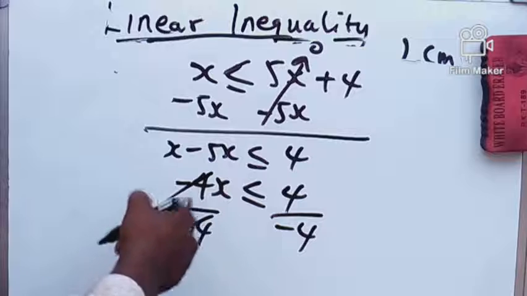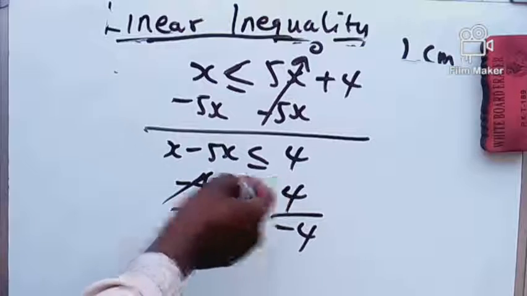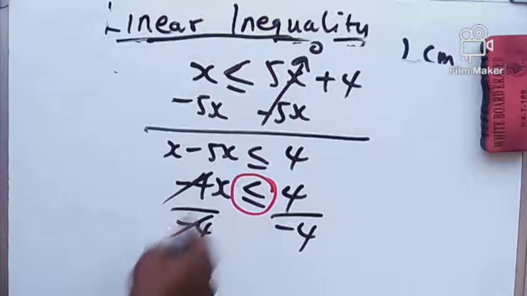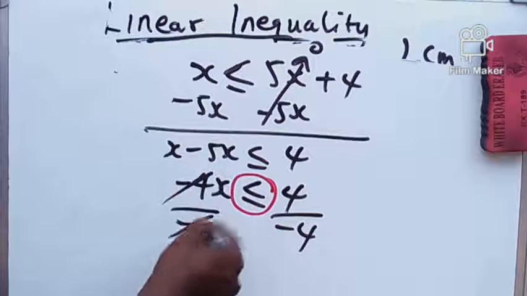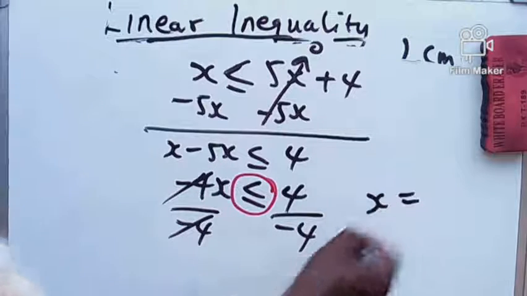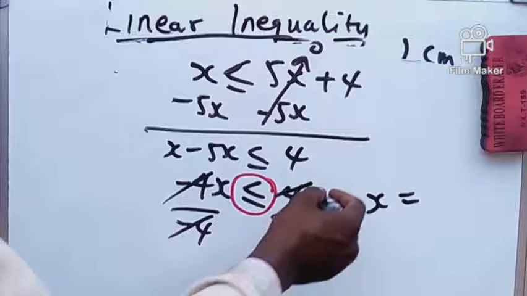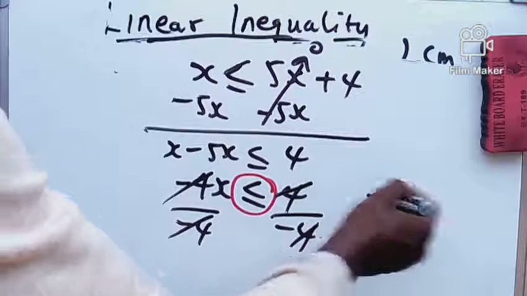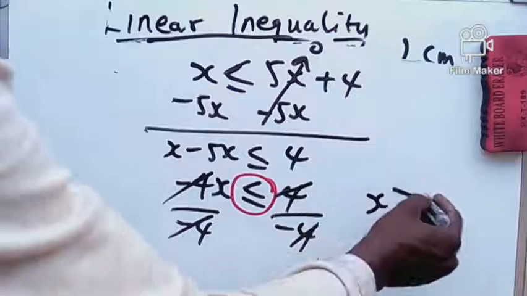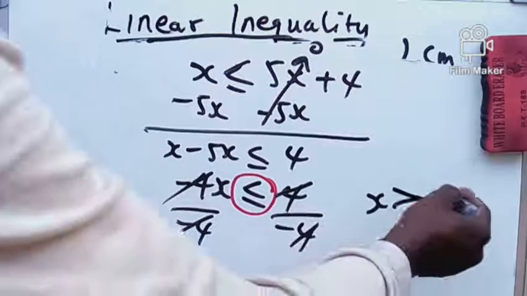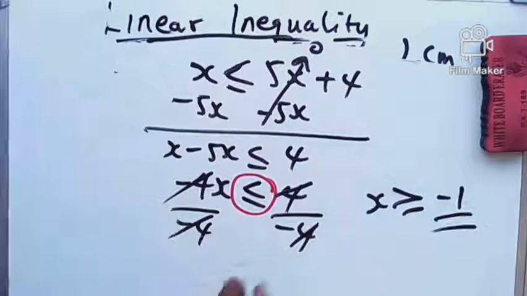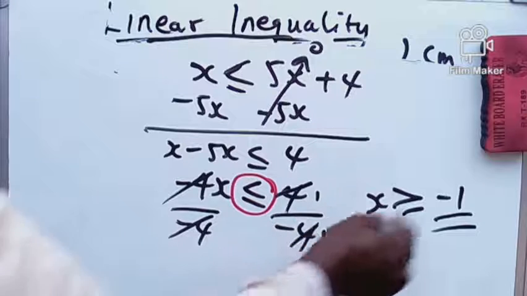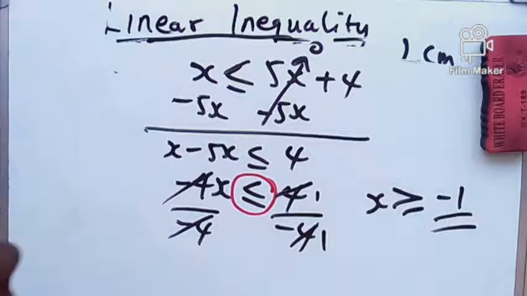Notice that once we divide by a negative number, this inequality sign will definitely be affected. So once we are dividing by a negative sign, x is, instead of less than or equal to, now going to become greater than or equal to minus 1, because 4 divided by 4 is 1, and 4 divided by 4 is 1. So you're left with minus 1. And that is the answer.